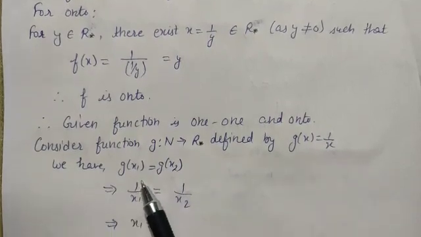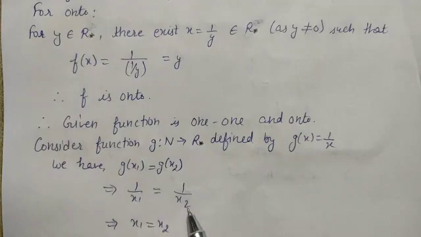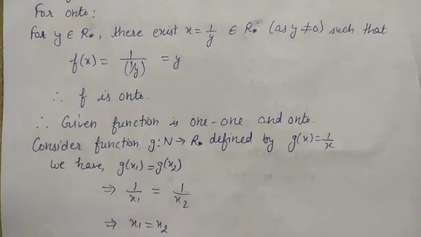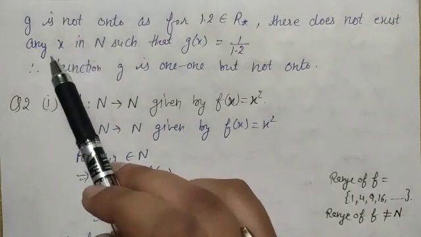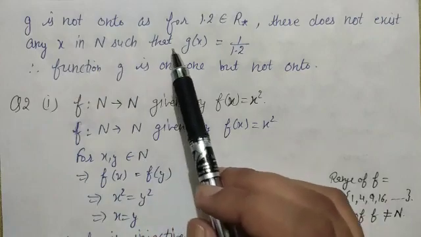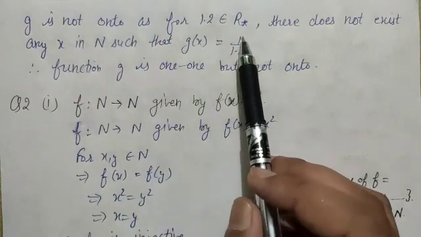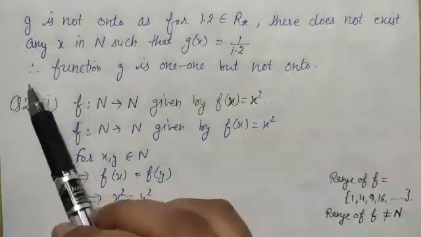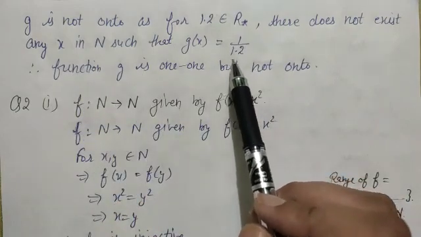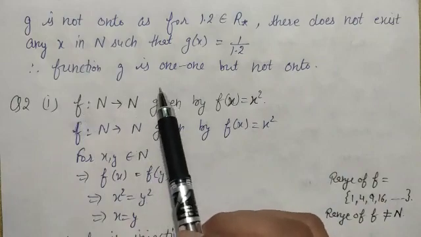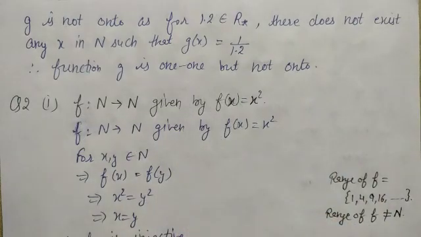We have g of x1 equals to g of x2. It implies 1 upon x1 equals to 1 upon x2 and again it implies x1 equals to x2. Therefore g is 1-1. G is not onto as for 1.2 belongs to R star, there does not exist any x in N such that g of x equals to 1 upon 1.2. So function g is 1-1 but not onto.